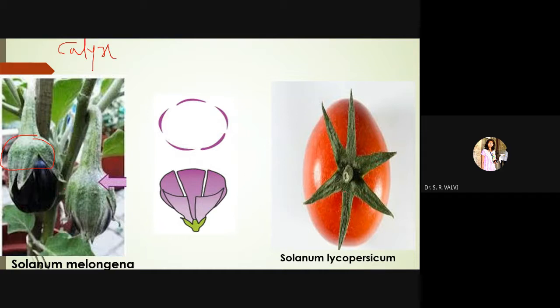So what kind of estivation are you observing? Estivation is nothing but how they are arranged, or the overlapping pattern of each member of the calyx. Okay, how they are arranged. So suppose we give numbers to these sepals. Sepal number 1, 2, 3, 4 and 5. You can count the sepals in case of brinjal and in case of tomato. The same, how many sepals are here? 5, right? So here you can see all these 5 sepals are arranged in one circle.